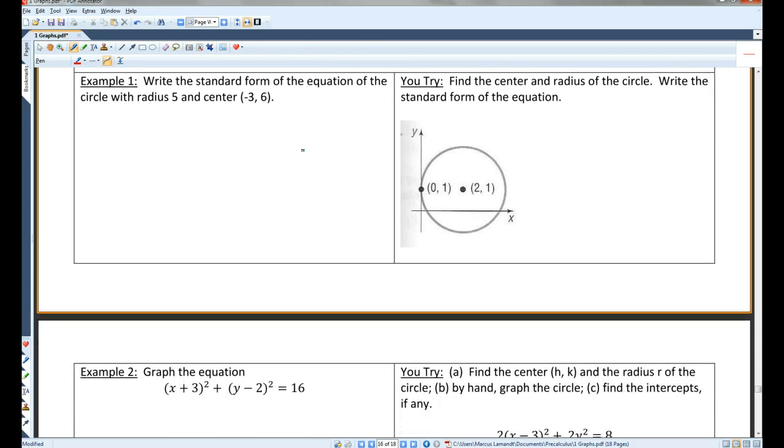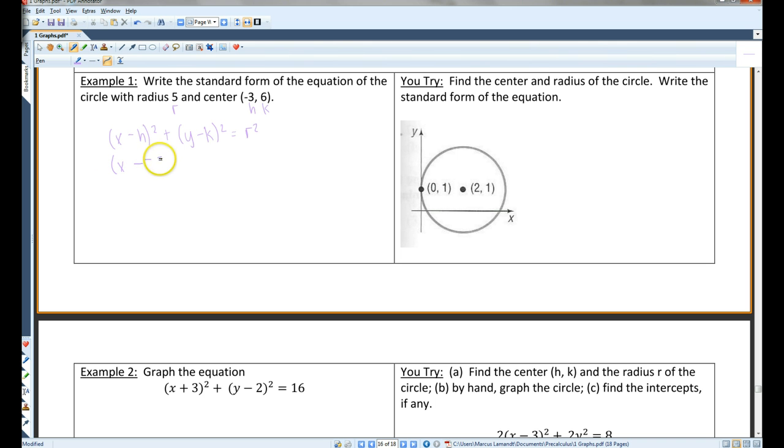Alright, write the standard form of the equation of the circle with radius 5 and center (3, 6). Okay, so let's use this color. Here's my r, here's my (h, k). The standard equation of a circle is (x minus h) squared plus (y minus k) squared equals r squared. So I'm just going to plug this stuff in.